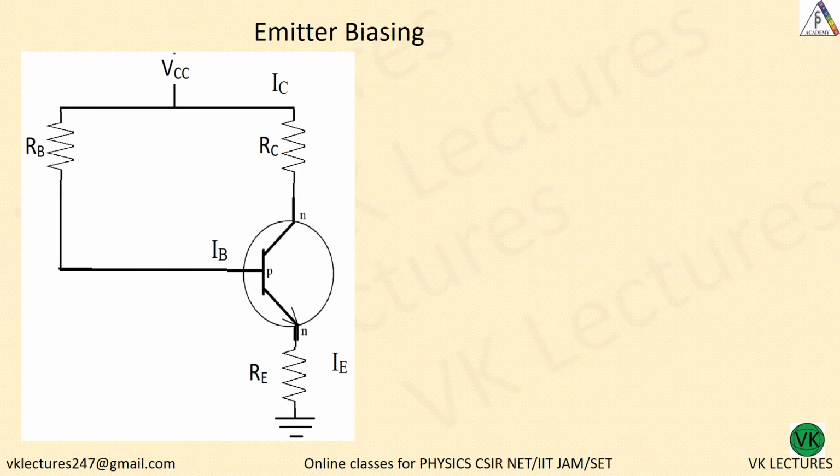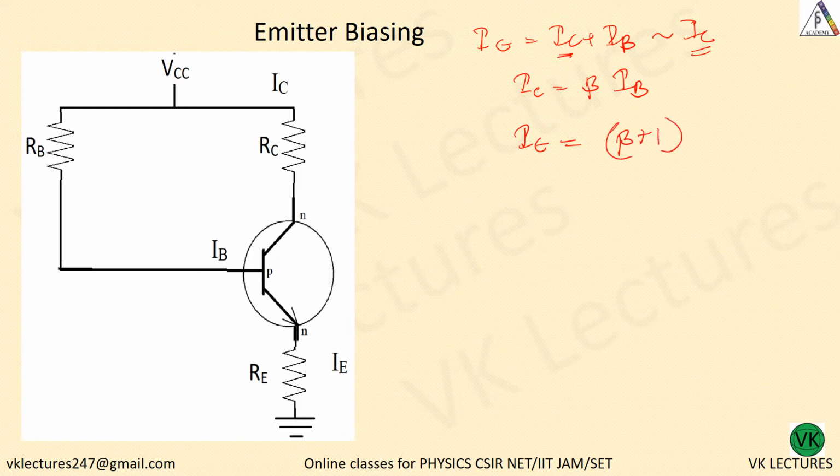So what we have? We have IE is equal to IC plus IB. We will equate it to IC. Okay. Now, but IC is equal to beta times IB. Then we can write IC equal to beta IB. Then just substitute this value. IE is equal to beta plus 1 into IB, right? IE is equal to beta plus 1 into IB.